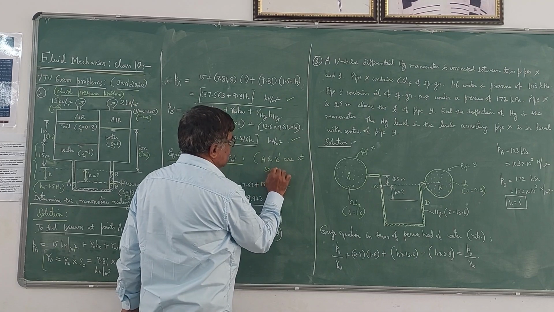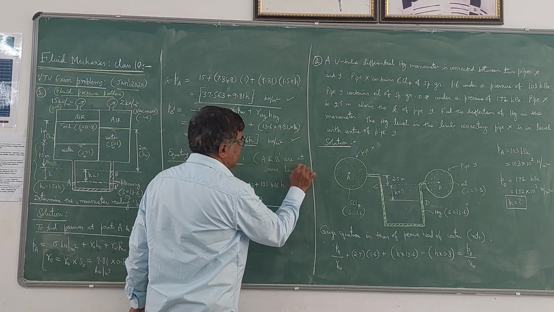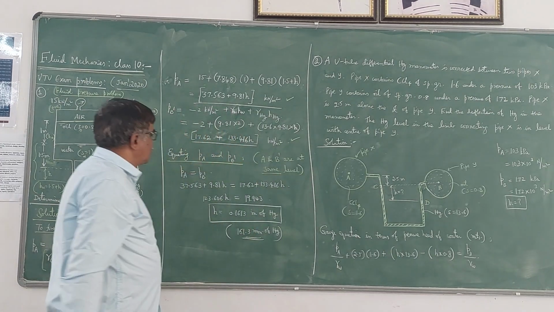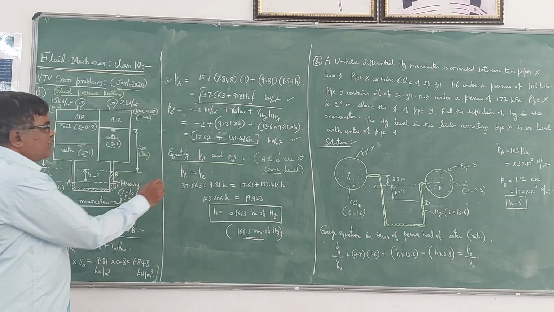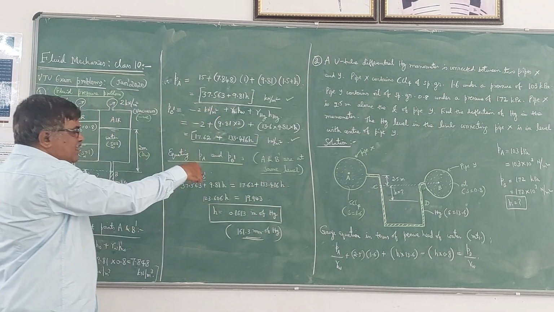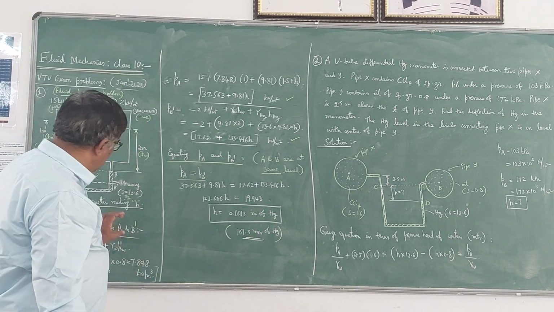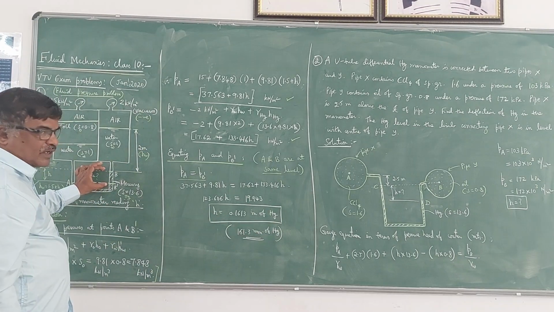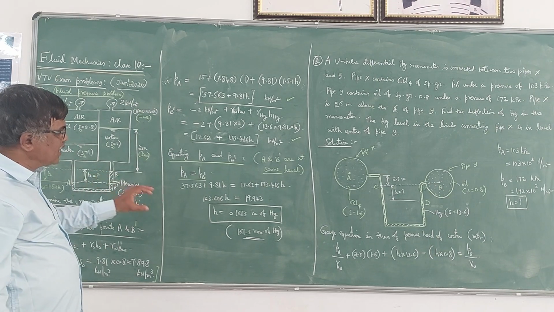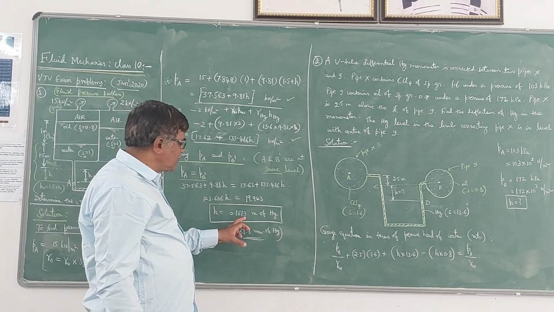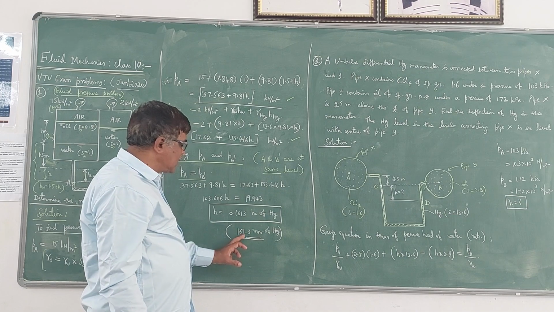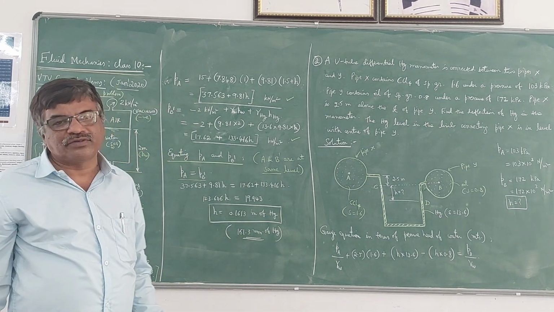Now as I already told, since A and B dash are at the same level, pressures at A and at B dash are equal. So I have to equate this PA to PB dash. Now if you equate and simplify, you will get H in meters of mercury, because this H is expressed as deflection of mercury. So H is, you are getting 0.1613 meters of mercury, or it is 161.3 millimeters of mercury.